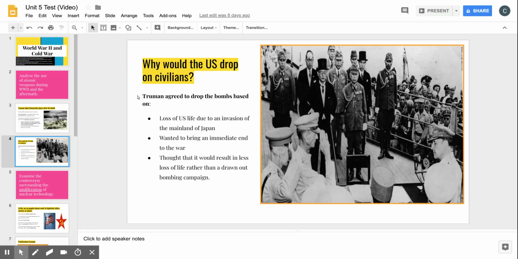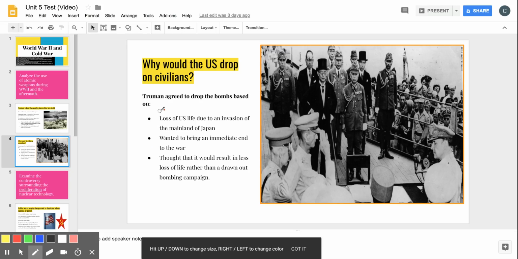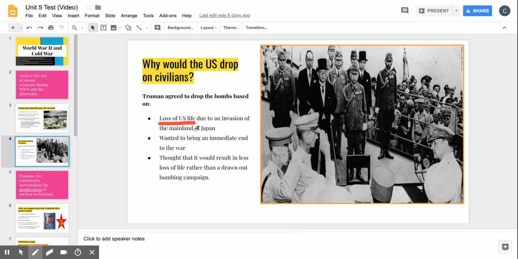Now, the question is, why would the US drop bombs on civilians? Why would they do that? It was based upon a lot of things. So let's look at it. The loss of US life due to an invasion of the mainland of Japan. They had estimated that we may have lost hundreds of thousands of troops trying to invade Japan if we were to do it the old-fashioned way. So the atomic bomb could prevent this loss of our life.